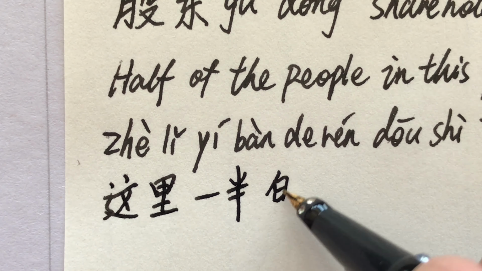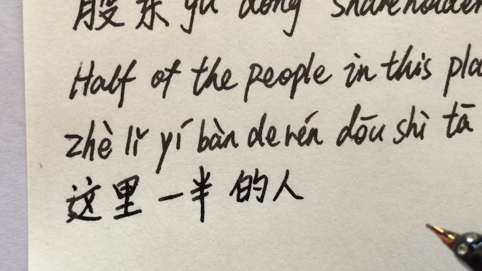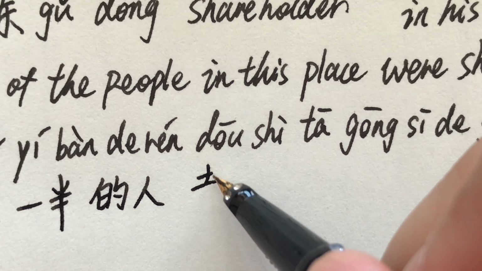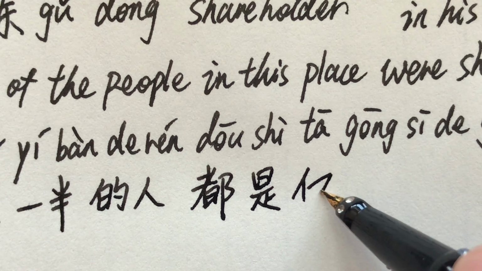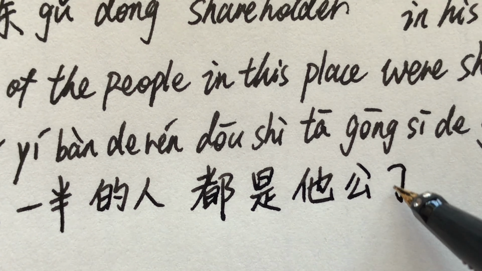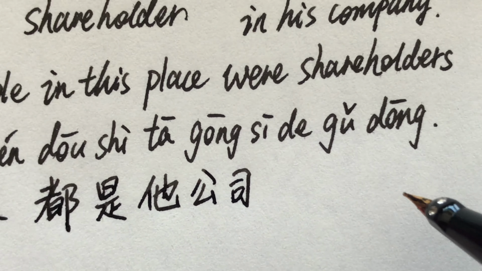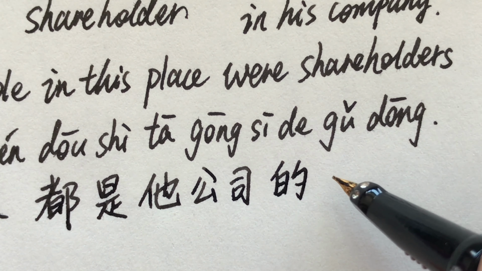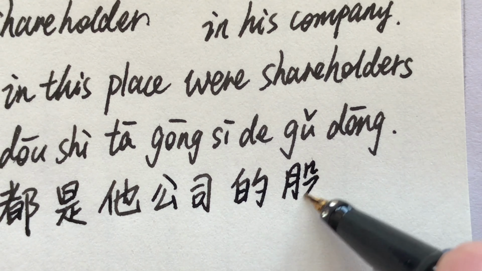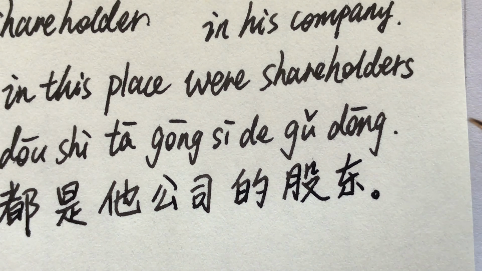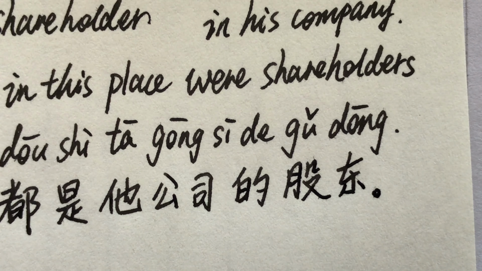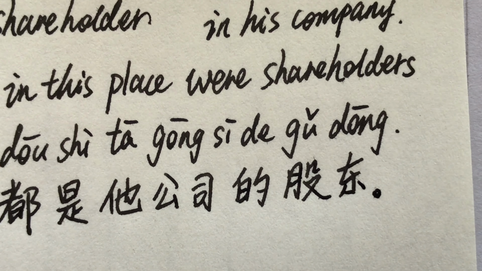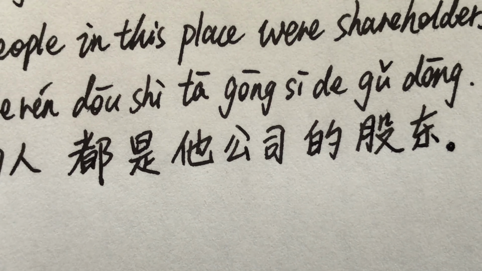一半的人都是他公司的股东。Half of the people in this place were shareholders in his company. 这里一半的人都是他公司的股东。dōng in cursive.